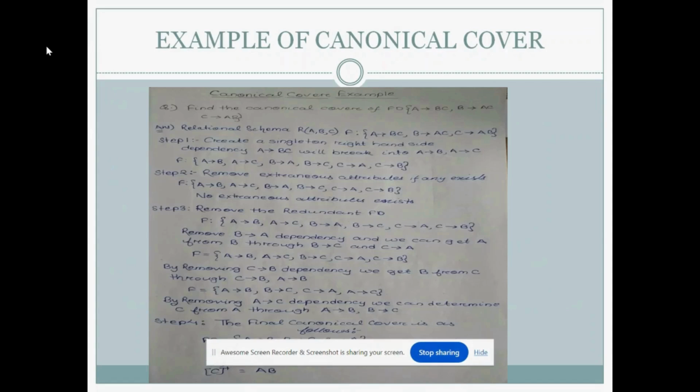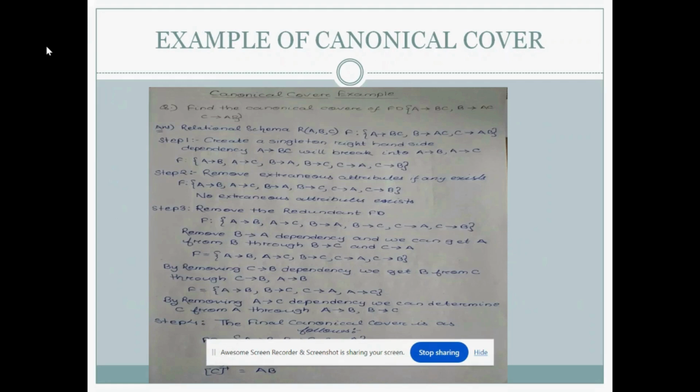Now coming to the example of canonical cover, we have to find out the canonical cover of functional dependencies A implies BC, B implies AC, C implies AB. Now, in this relational schema, first step we have to create a singleton right hand side dependency. A implies BC will break into A implies B, A implies C. So now the functional dependencies will become A implies B, A implies C, B implies A, B implies C, C implies A, C implies B.